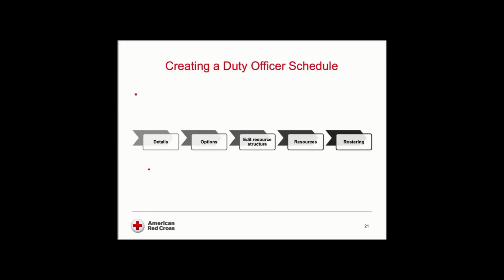So when you go to create a duty officer schedule, you're going to start with the Details tab, and you're going to add the option to make sure that the time zone stays appropriate to the time zone that you follow. At the Edit Resource Structure, you're going to be adding information such as the shift patterns that you want your schedule to follow, as well as the mins and maxes for how many people you want to be able to sign up at any given time.